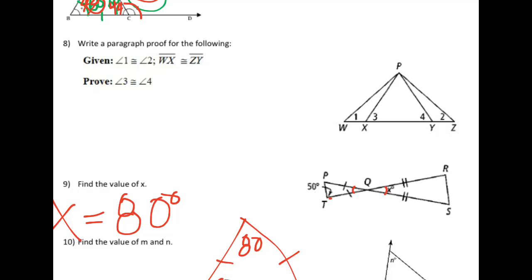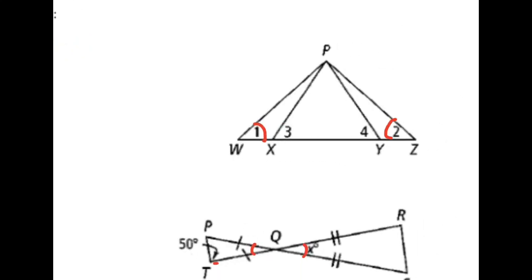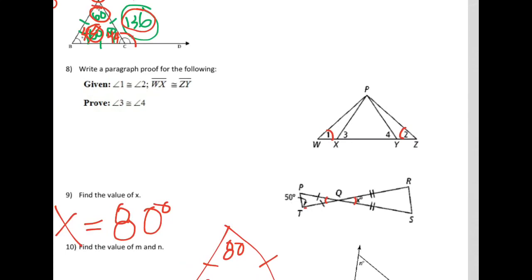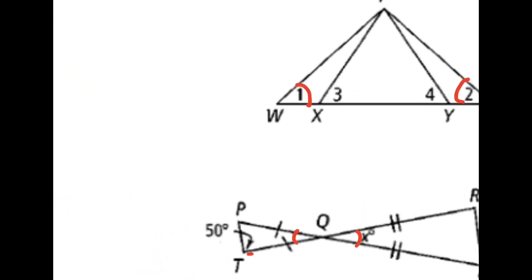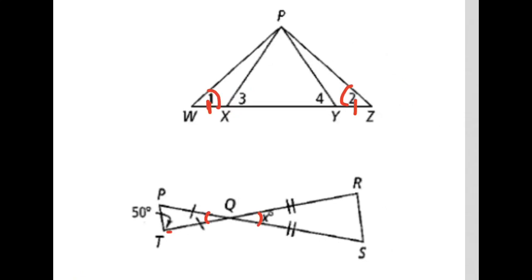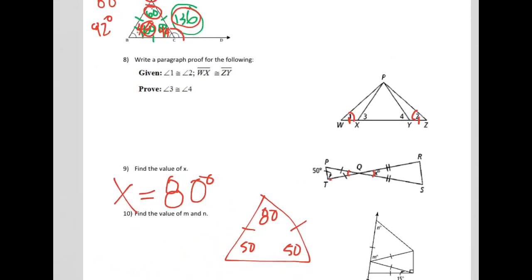Alright, problem number 8. This is going to be really annoying to do on the iPad, but we'll see what we can do. Write a paragraph proof for the following. We are given that angle 1 is congruent to angle 2, so I'm going to mark them as congruent just for my own purposes. We also know that line segment WX is congruent to line segment ZY, so I'm going to mark those as well.